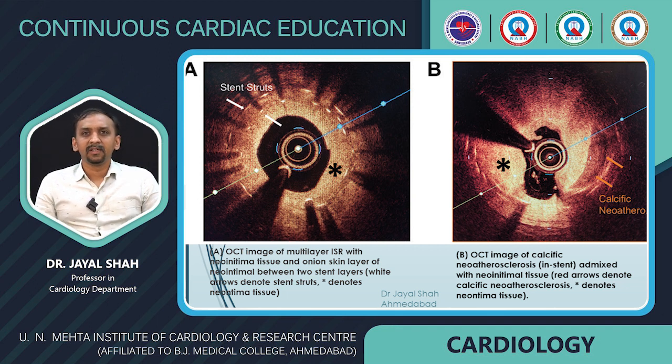In the right-sided image, B, there is an OCT image of calcific neoatherosclerosis, which is in-stent, admixed with neointimal tissue. In this case, the red arrows denote the calcific neoatherosclerosis, while the black star denotes the neointimal tissue.